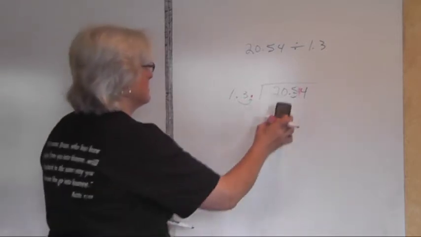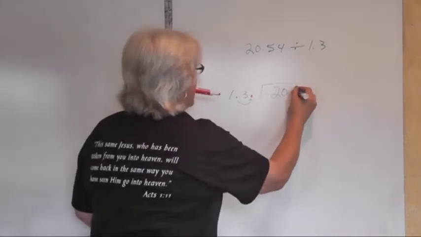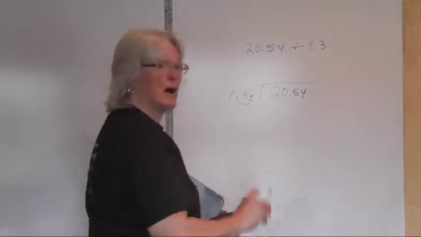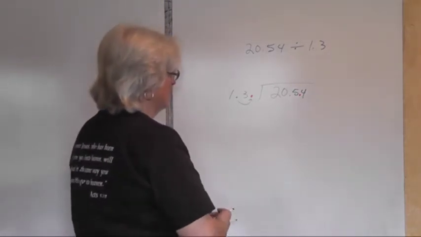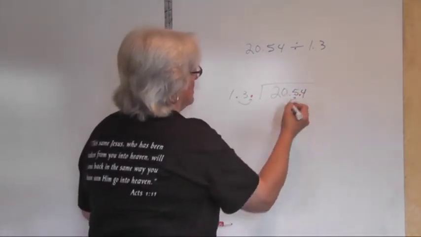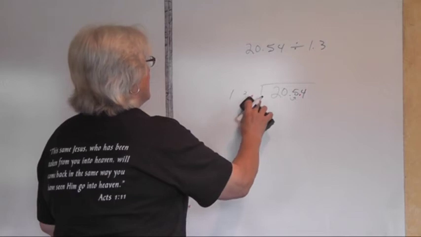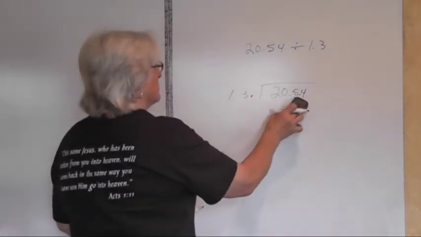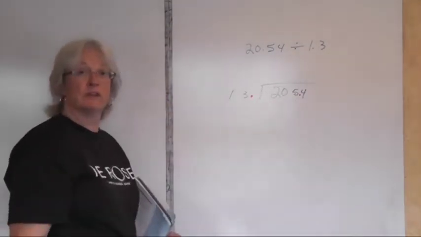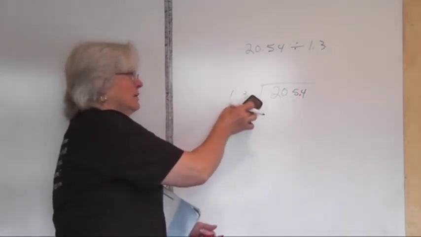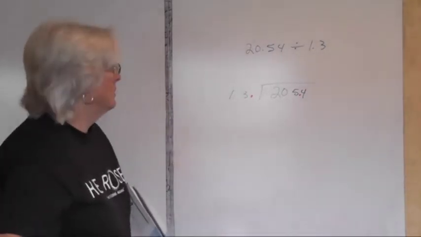I'm making a little bit of a mess with my writing. Need a couple more hands here. 20.54. We're going to move this decimal point one place to the right also. We now have the new location for the decimal point because we want to always be dividing by a whole number. Now we're dividing by 13. You wouldn't need to show that decimal point there. I just left it so that you'd see that we've moved 1 unit to the right with the divisor, 1 unit to the right with the dividend.